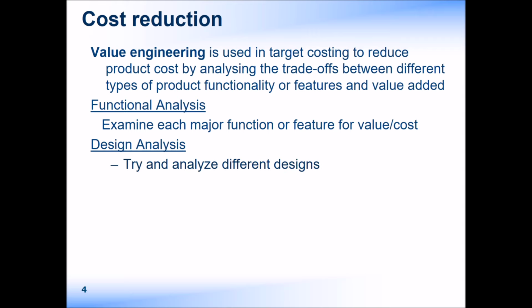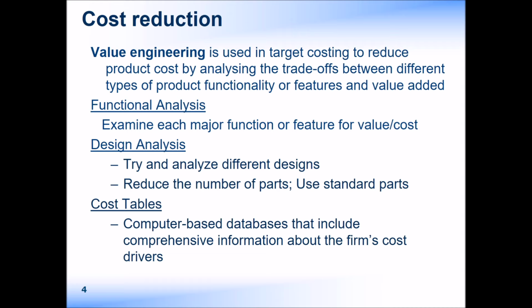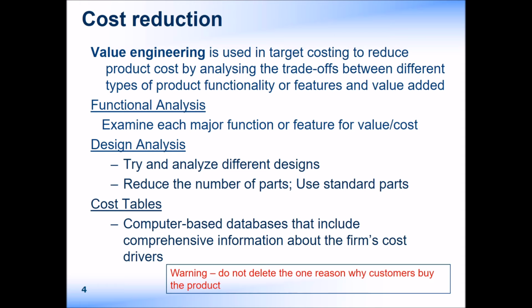We could look at the design analysis, maybe looking at different designs as these impact on the cost of manufacture, maybe reducing the number of parts, which makes assembly easier, or using standard parts, which again reduces the cost. And of course, allied to this, we have to have a good understanding of the costs associated with the various decisions, and using computer-based databases that include comprehensive information about the firm's cost drivers is obviously helpful here. The key though is to ensure that we don't take away the reasons why customers buy the product in the first place just because it reduces costs.